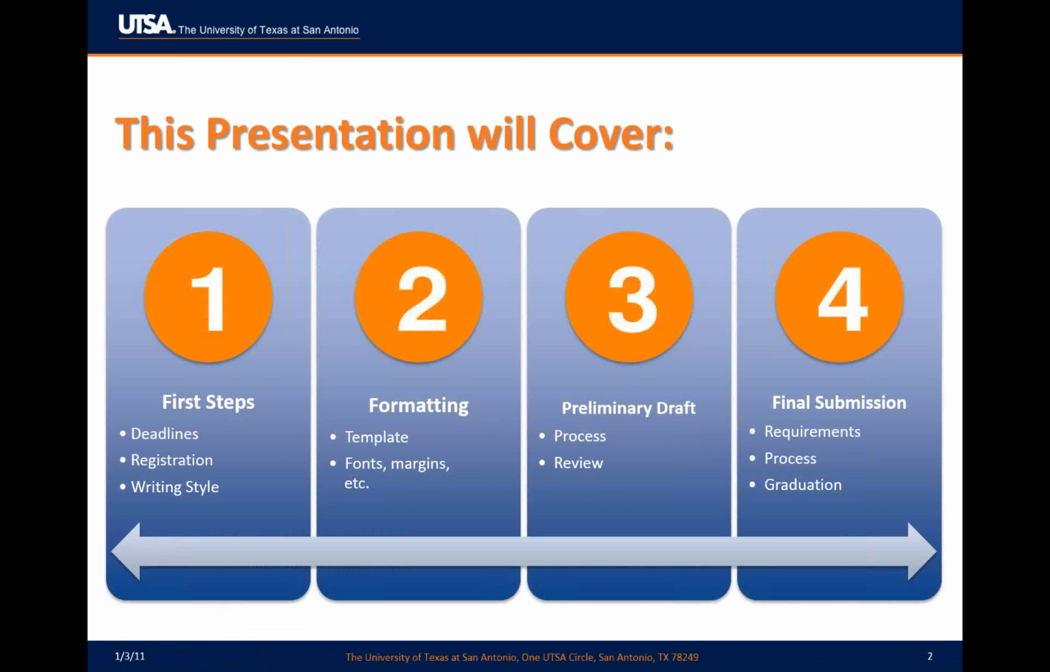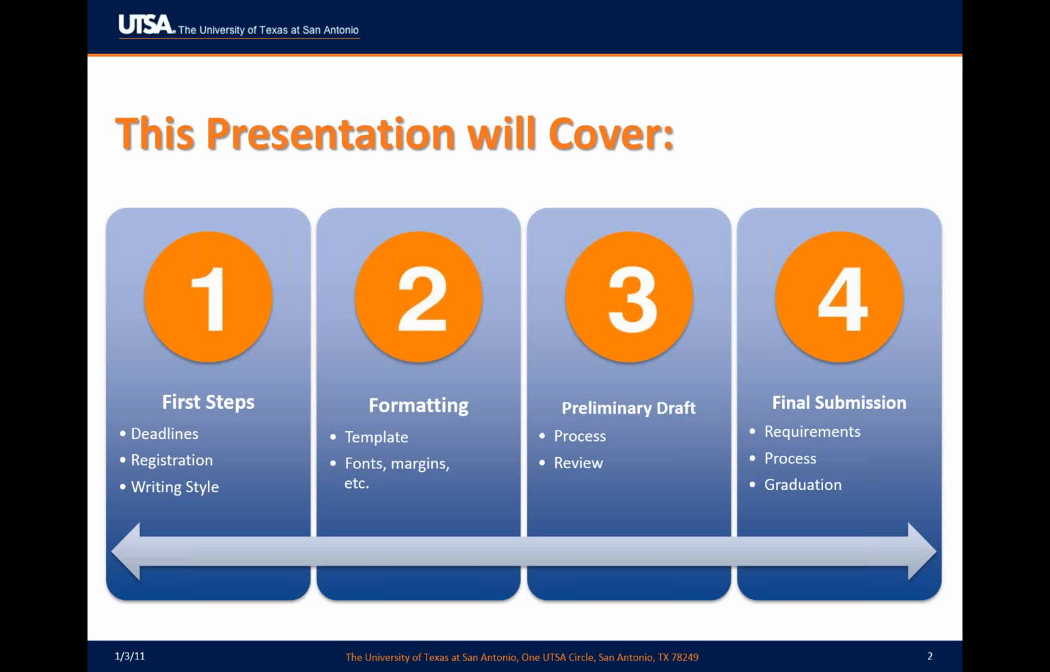This presentation will cover 4 basic sections. The first will be your first steps. That section will talk about deadlines, registration, writing style, just some general information that you need to know as you get started. Then we'll move into the formatting section, and this is the bulk of the presentation. In this section, we're going to go over the formatting template that the Graduate School offers, and we'll go over that page by page so that you know exactly what you need to do with your document. We will also discuss some other things you need to know with your formatting, such as which fonts are acceptable, what margins to use, and so on.